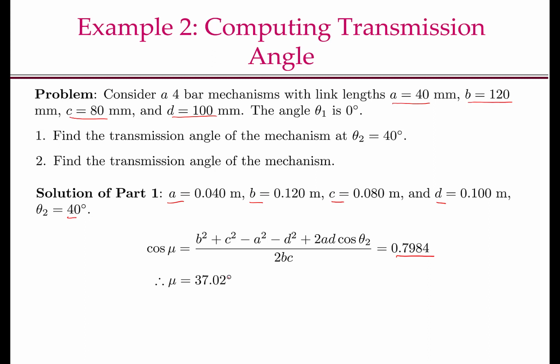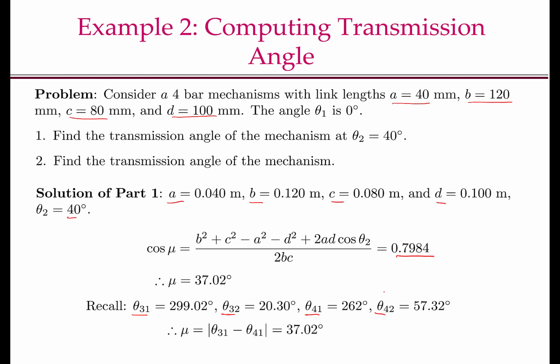Now let's verify that this makes sense with the first principles definition. Because we had solved the position kinematics problem before, and we had obtained the following values for the angles theta 3.1, theta 3.2, theta 4.1, and theta 4.2. So from the definition, my transmission angle will be theta 3.1 minus theta 4.1, and I have to take the absolute value, which will be 37.02. I can also do mu equal to theta 3.2 minus theta 4.2 and take the absolute value, and again the angle comes out to be 37.02 degrees, which matches the answer I got from the formula here.